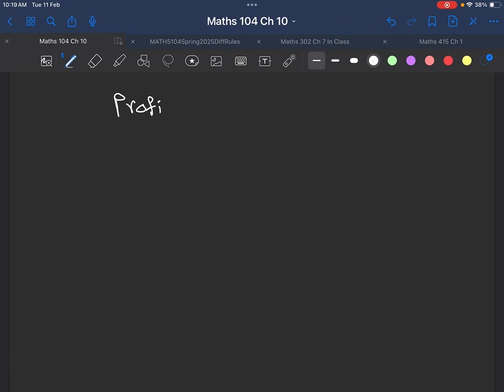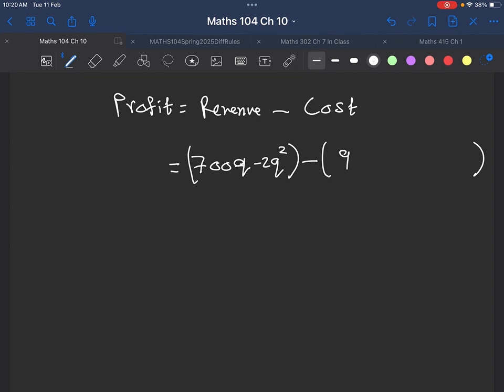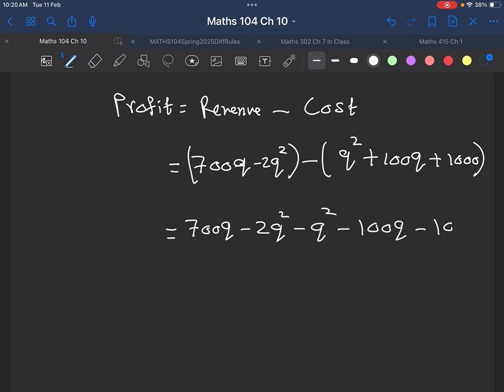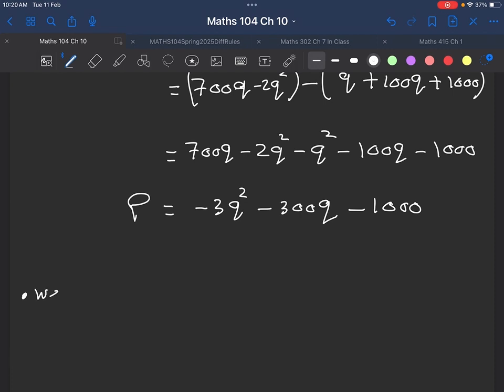So again, what is the profit? Equal to, remember, the revenue minus the cost. Now for the revenue, we found it as 700Q minus 2Q squared minus the cost, which was given by this formula here, plus 1,000. So if we simplify this, it would be 700Q minus 2Q squared minus Q squared minus 100Q minus 1,000, which all in all, minus 2Q squared minus Q squared gives me minus 3Q squared. 700Q minus 100Q gives me 600Q. And finally, minus 1,000. And this is my profit P.